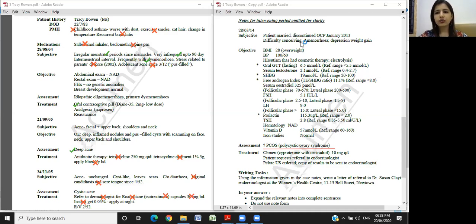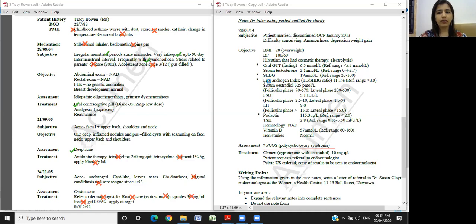Then from today's visit, they have mentioned that they got married and discontinued oral contraceptive pills in January 2013, so almost a year before this visit. Still, they haven't been able to conceive and they have amenorrhea, and that probably is causing depression and weight gain. So all these points are to be included. Basically, from today's visit, everything is to be included except the normal reports.